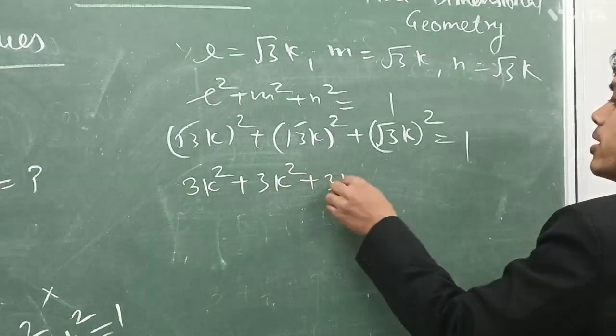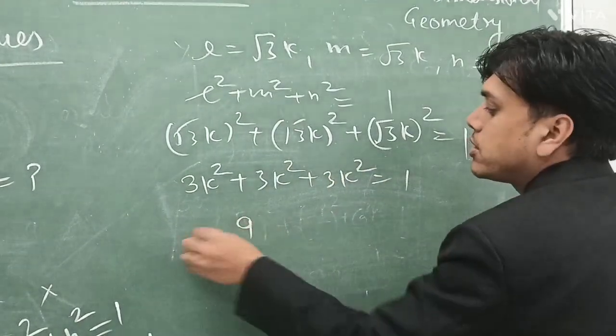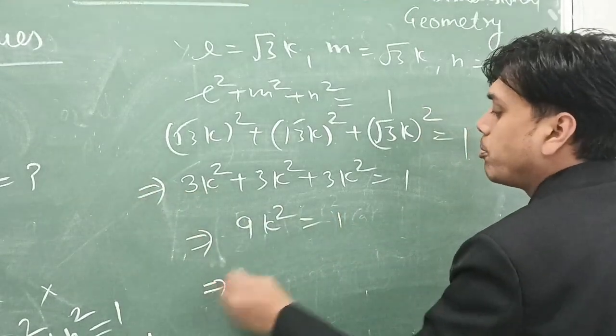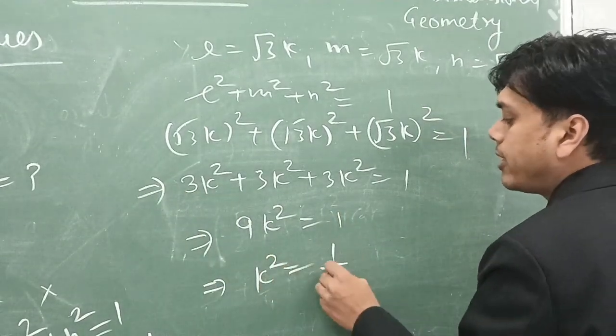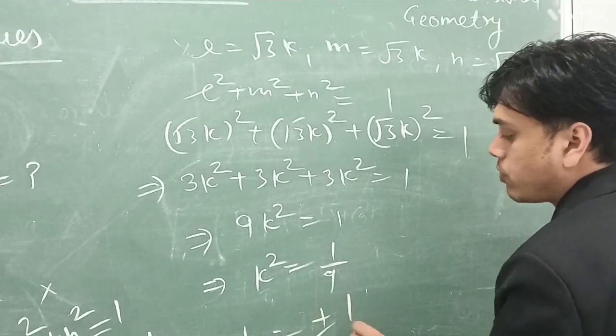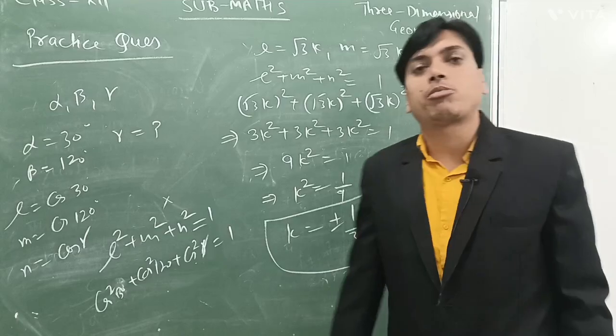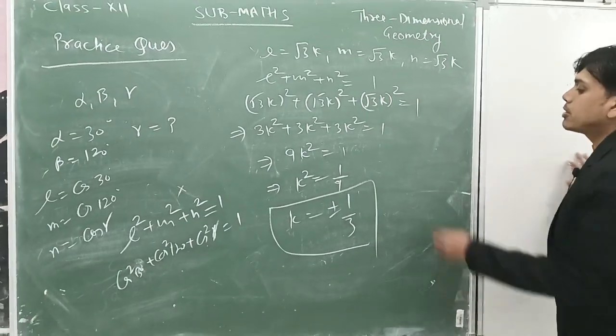So 3k square plus 3k square plus 3k square is equal to 1, which is 9k square equal to 1. On simplification, k square is equal to 1 by 9 and k will be plus minus 1 by 3. So k can have both the values plus minus 1 by 3.